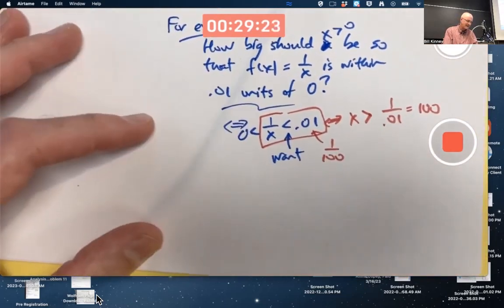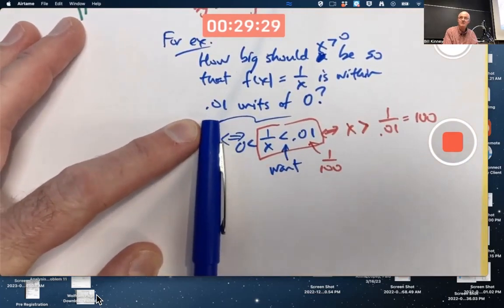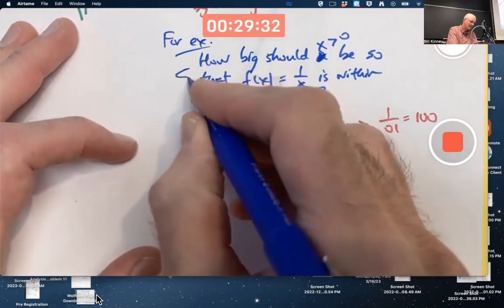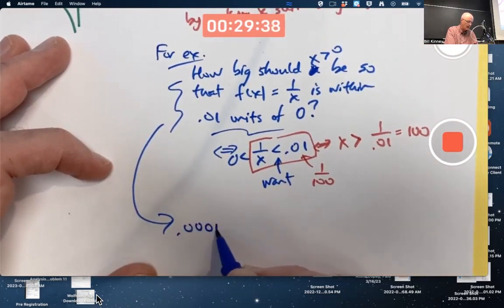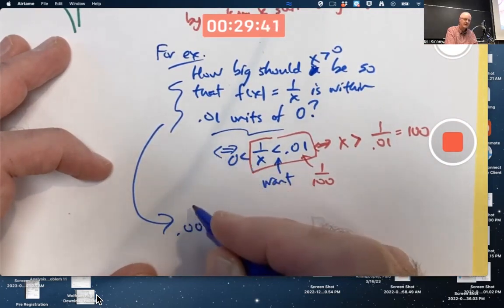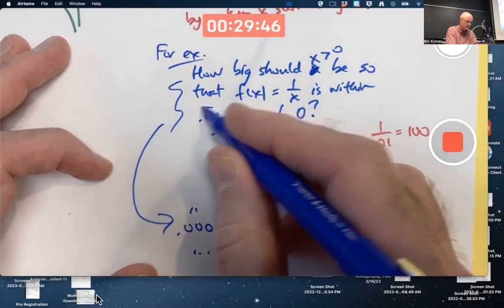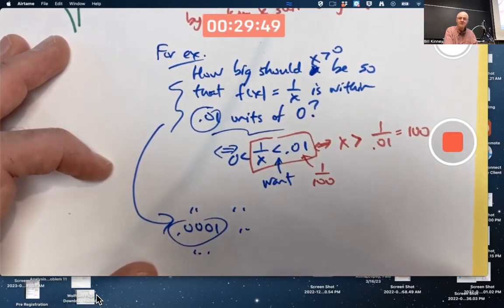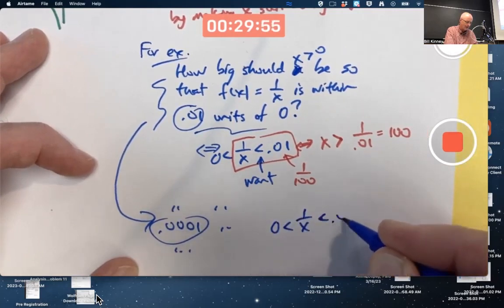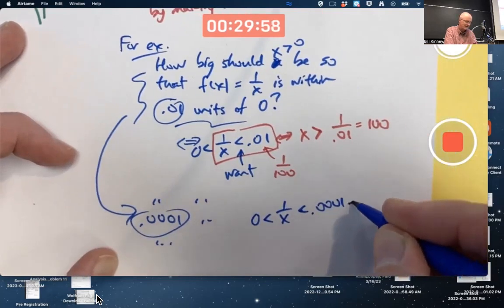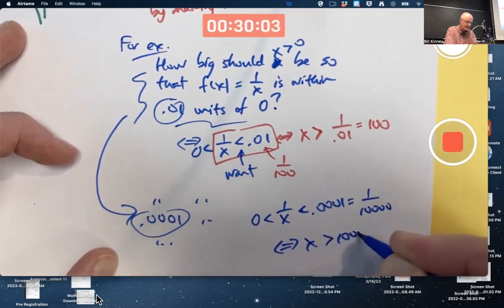If I want to answer this question where I make that number even smaller, how big should x be so that I'm within 0.0001 units of 0? So effectively what I'm trying to do here is everything else is the same, except the 0.01 has become 0.0001, which is 1/10,000th. This is equivalent to saying x is bigger than 10,000.